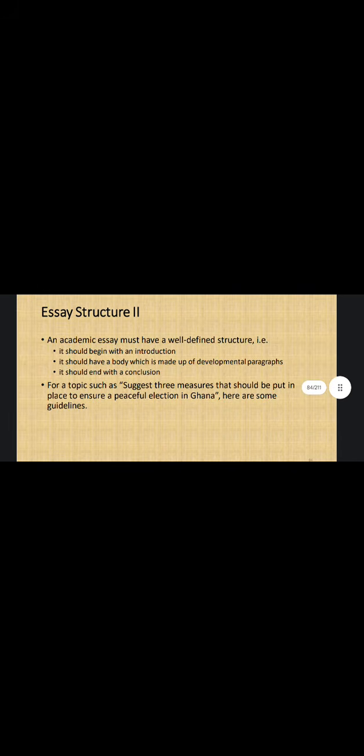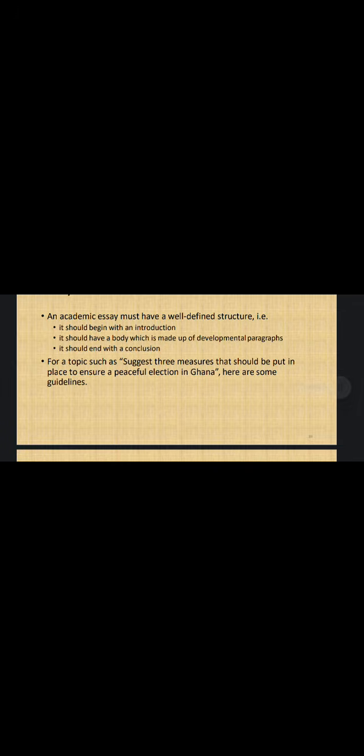So an academic essay must have a well-defined structure. It must begin with an introduction. It must have a body which is made up of developmental paragraphs. When I say developmental paragraphs, you must develop more than one paragraph, and you should find a way to develop them, and it should also make sense. There should be coherence; try to achieve coherence, unity, and completeness in your developmental paragraphs, and it must also end with a conclusion. That is all about the structure. So the laid down structure is introduction, body, and conclusion.